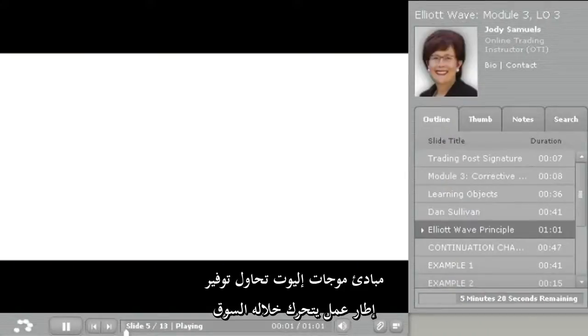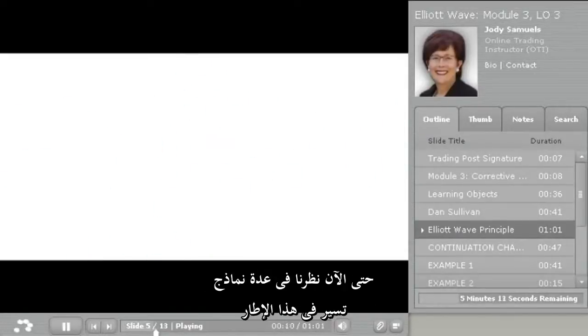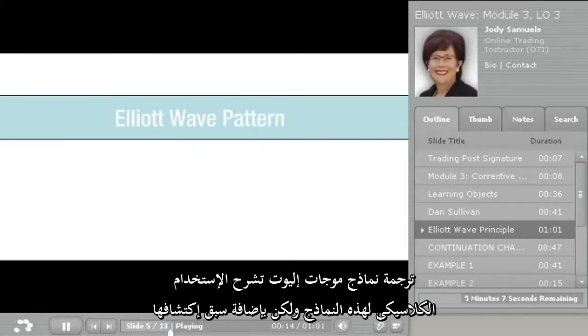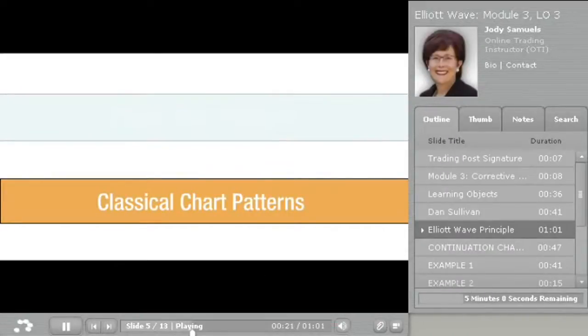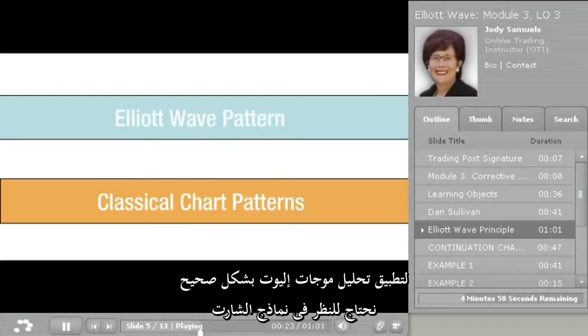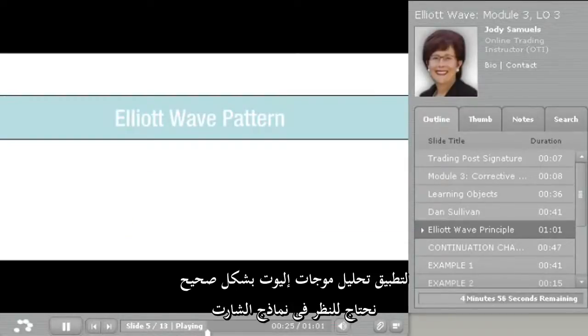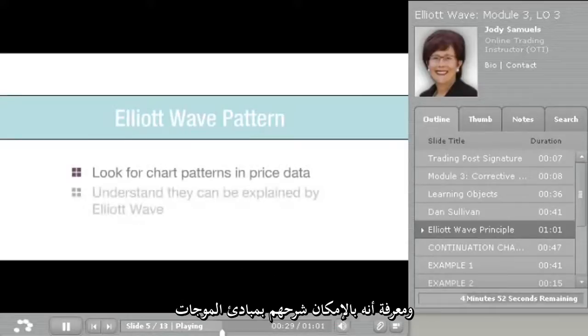The Elliott wave principle attempts to provide order to the markets by providing a framework within which market moves occur. We have now looked at the various patterns which fit into this framework. Elliott's interpretation of chart patterns parallels the classical use of these patterns, but with added precision. To apply Elliott wave analysis correctly, one needs to look for chart patterns in the price data and understand that they can be explained by the wave principle.